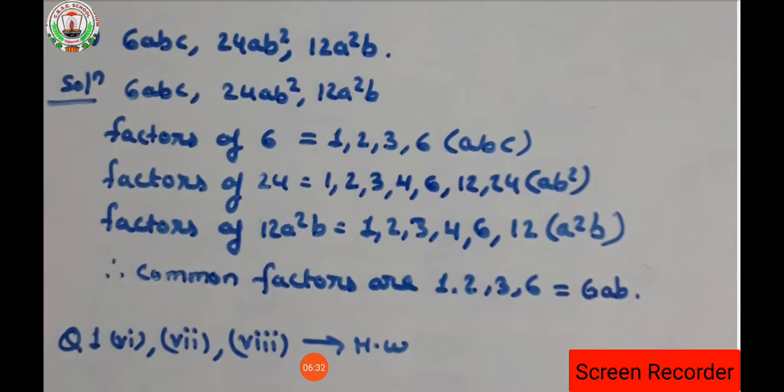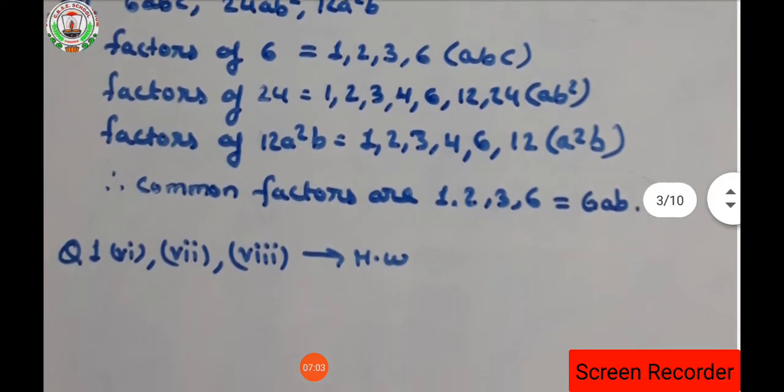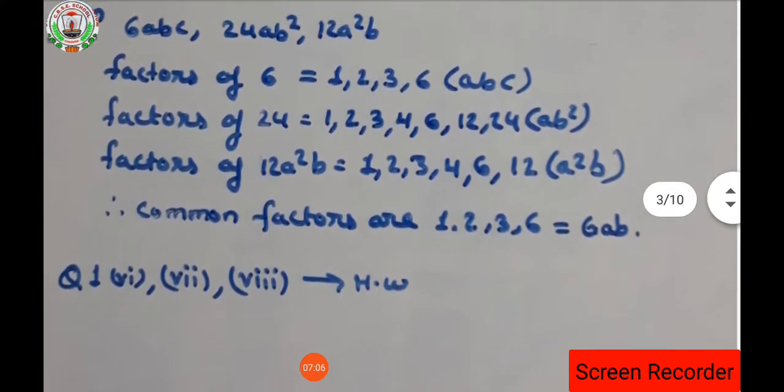Sometimes when many common factors come out, like in the first part of question number 1, we have to see the highest common factor. So here among 1, 2, 3 and 6, which is the highest common factor? Obviously 6 is the highest common factor. And how do we find out the variables? We have to see the common variables, like a is common everywhere and b is common everywhere. So what is the common factor for this? It is 6ab. Clear?